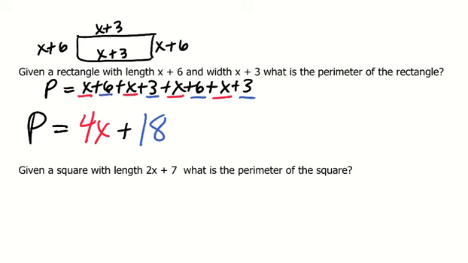For the square, that's 2x plus 7. Okay. I expect that you know how to add up 4 of those, but why don't you just go ahead and try it, make sure you're doing it right.